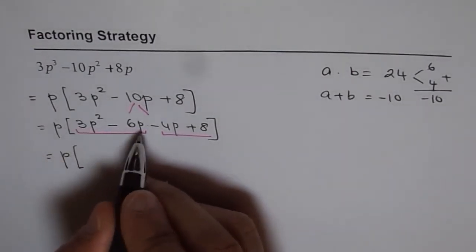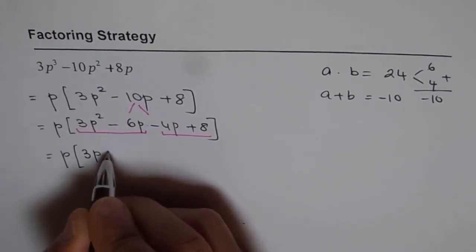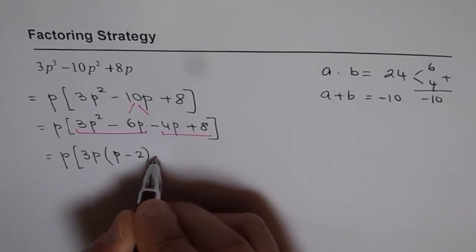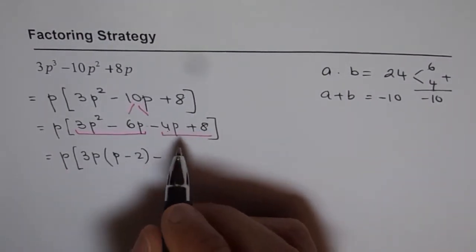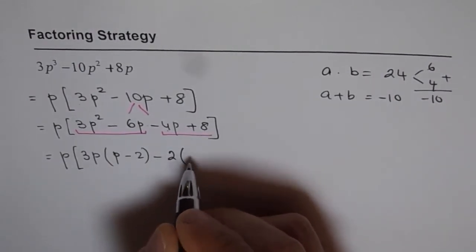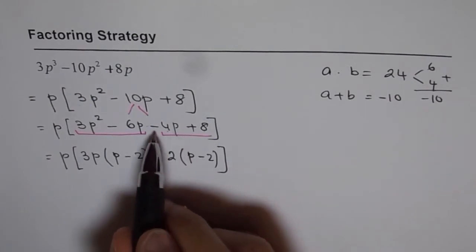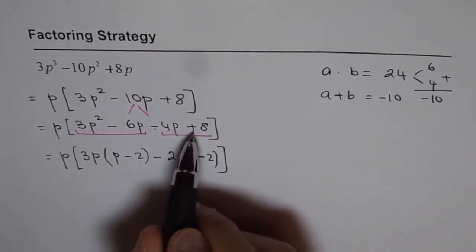Do you see some common factors here? 3p is a common factor. Let's factor out 3p from the first group. We're left with p minus 2. In the second group, number 2 is common between 4 and 8. So when you factor 2, you are left with p minus 2. Note, this sign is negative. When you factor negative, inside sign should change.